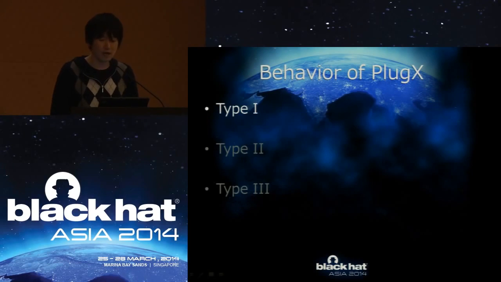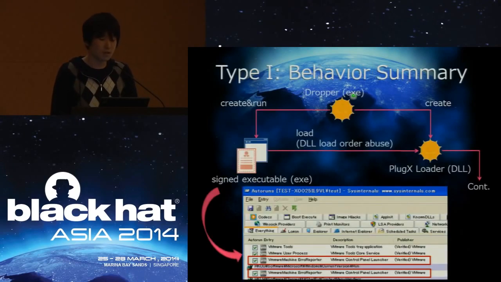First, we explain type 1. We have observed it since mid-2012. This figure summarizes part of type 1 behavior. When the dropper is executed by exploits or double-clicking, it creates a signed executable and a malicious DLL. We call this DLL the PlugX loader. The signed executable is completely inoffensive, but it loads the PlugX loader because the DLL is located in the same folder and the DLL name is the same as the one required by the executable.